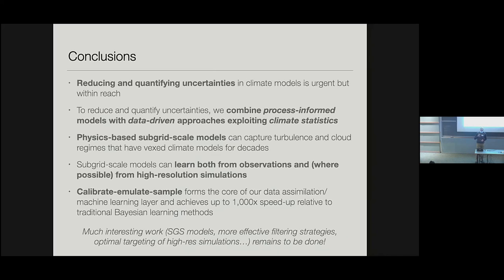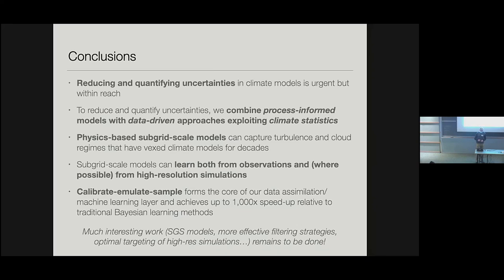And I think it's essential to combine process-informed models, physics-driven where it's physics, or biology-driven where it's biology, and the like, with data-driven approaches that exploit climate statistics. I think it's really crucial. It makes it different from weather prediction. It's a way of taming the chaos, it's averaging.